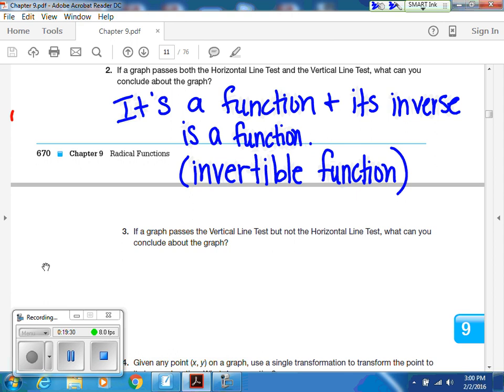What if the graph passes the vertical line test but not the horizontal line test? Then what do you know? It's a function, but the inverse is not. Exactly.